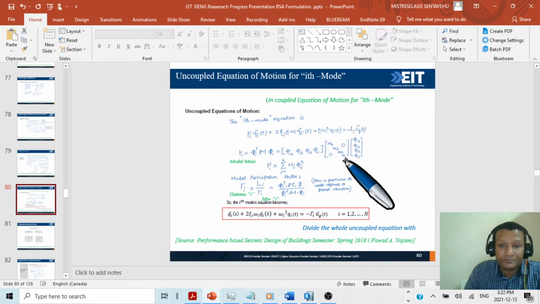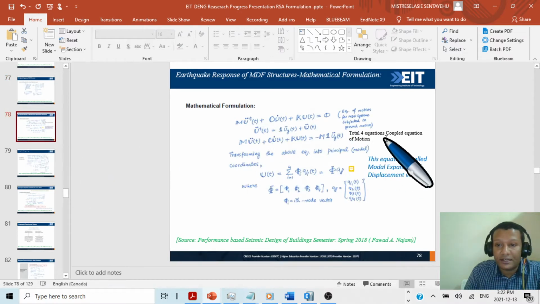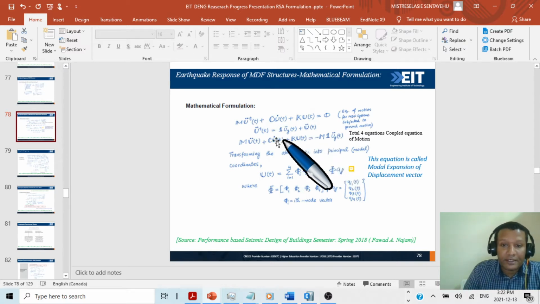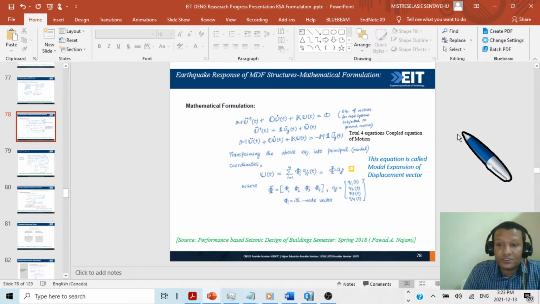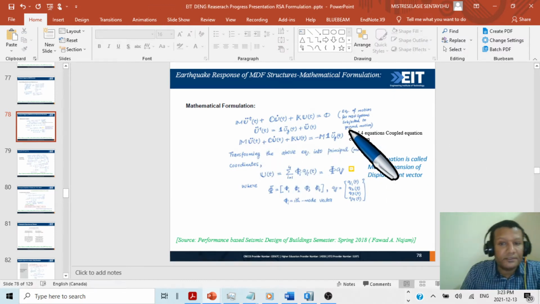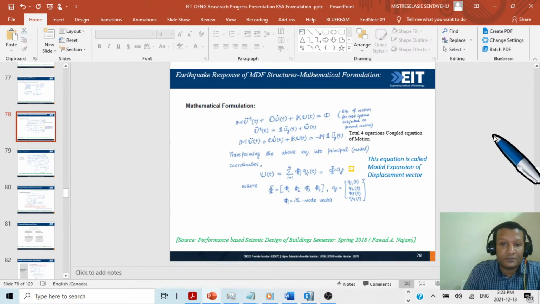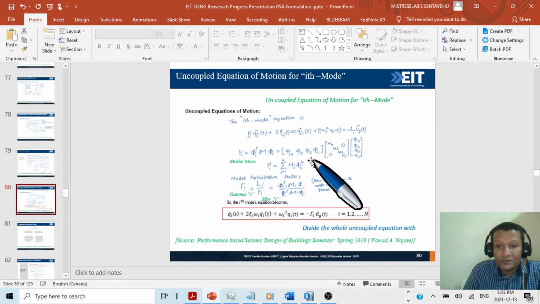If we don't want to uncouple the equation and we directly solve the equation of motion, this is a coupled equation of motion. We directly solve it with numerical integration, any type of Newmark's methods, Wilson theta, Runge-Kutta, or other types of solution. That means numerical solution, and we call it numerical integration. We directly solve it, no need to decouple it. So that is an issue.